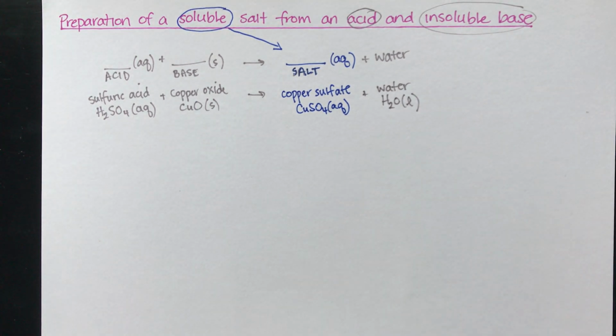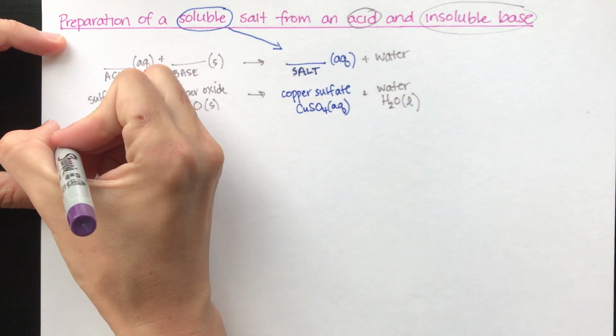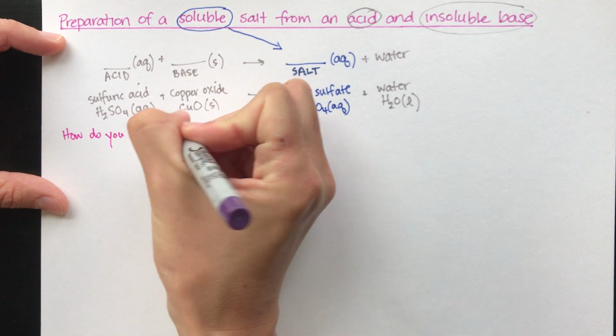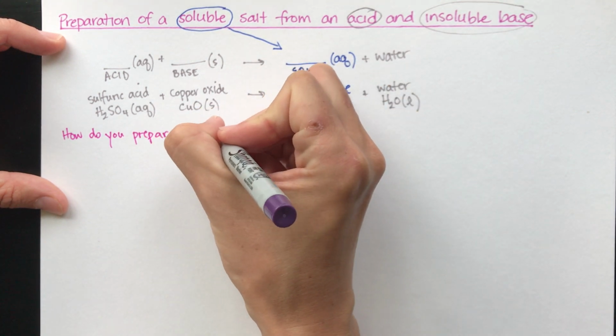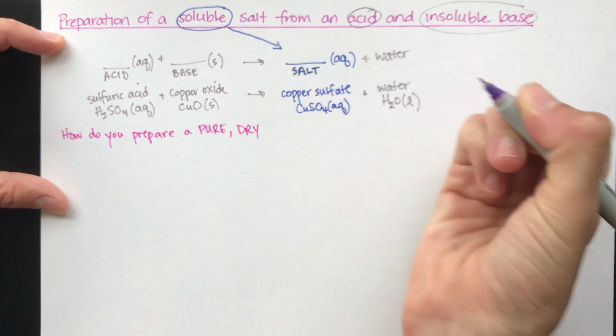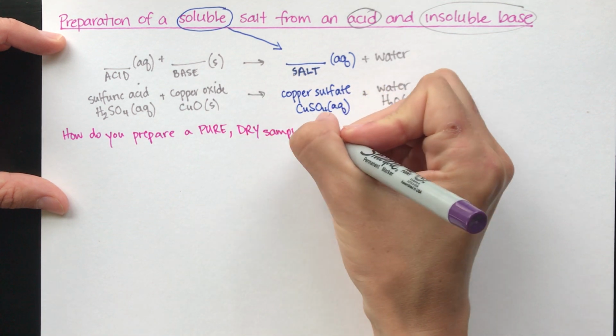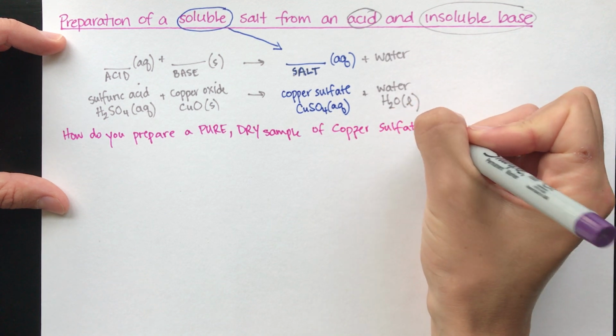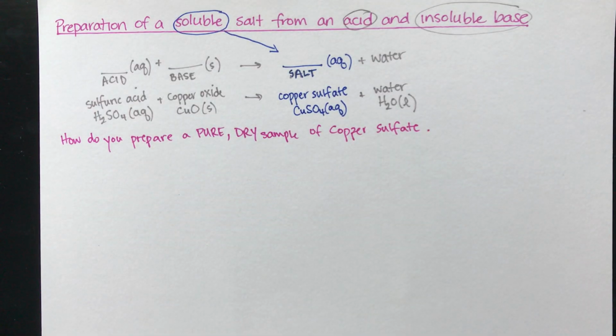All right, simple enough. But as you know, that's not what you're going to be asked on the exam. They want to know the method. So how do we go about preparing, and you know what it's going to be, a pure, dry sample? Just like last time, it starts simple. You just mix your reactants, but then separating and purifying are going to be a bit different this time because our salt is aqueous. Okay.